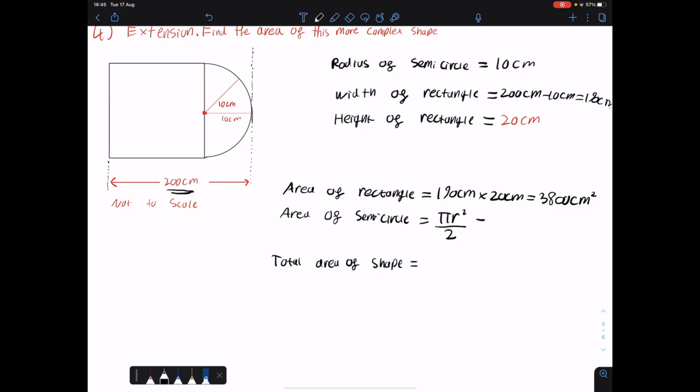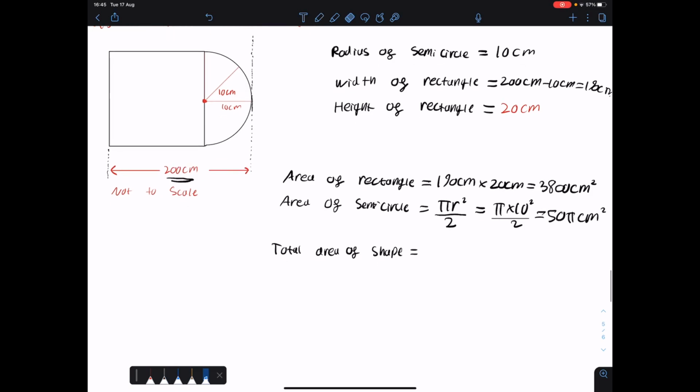And we know the radius, or r, is just 10 centimeters from the diagram and from what I've written above. So the area of the semicircle is just pi times 10 squared, that's our radius squared, divided by 2, which is equal to 50 pi centimeters squared.